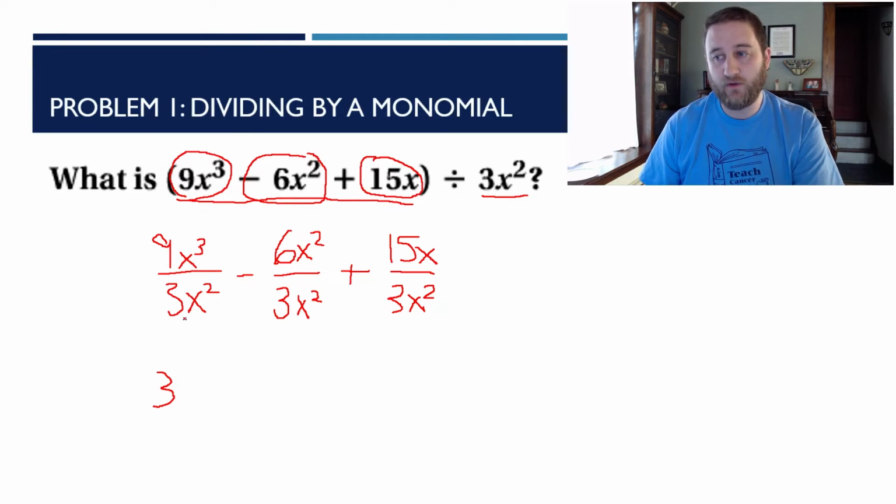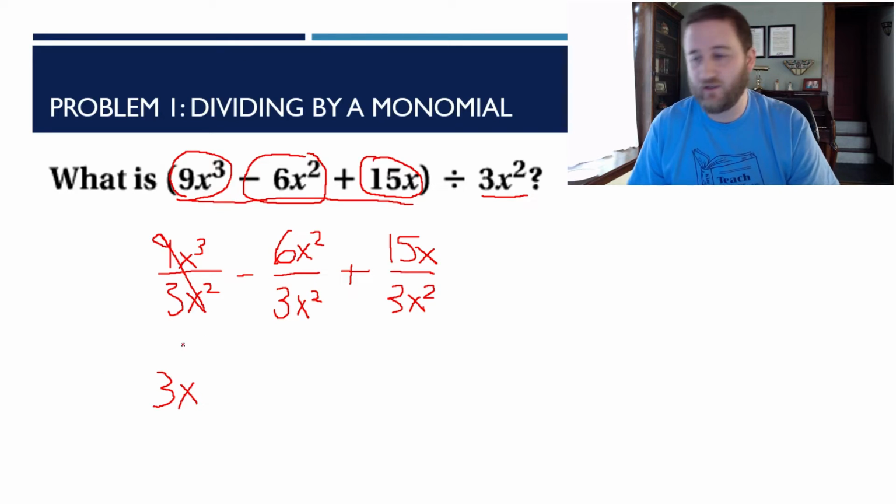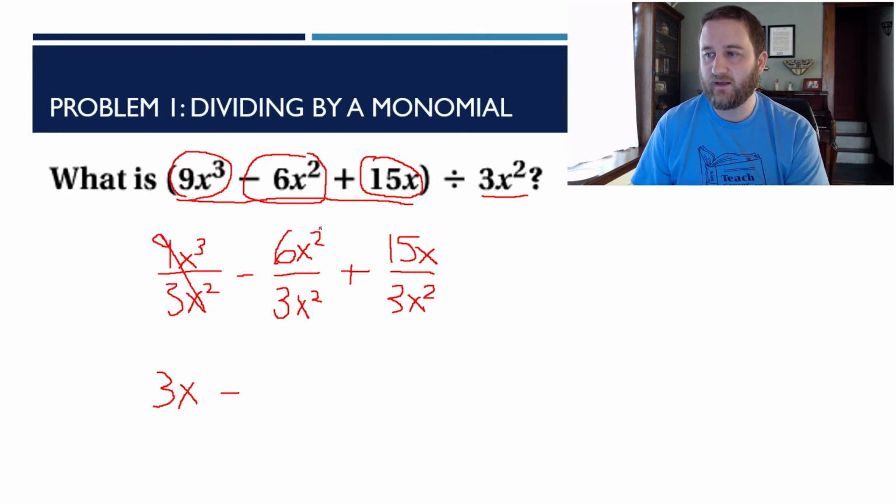x cubed divided by x squared reduces to just x. So the result of this first division is just 3x. Now we're going to subtract 6x squared divided by 3x squared. They both have x squareds in them, so we can cancel those out, and then we just do 6 divided by 3, which gives us 2.